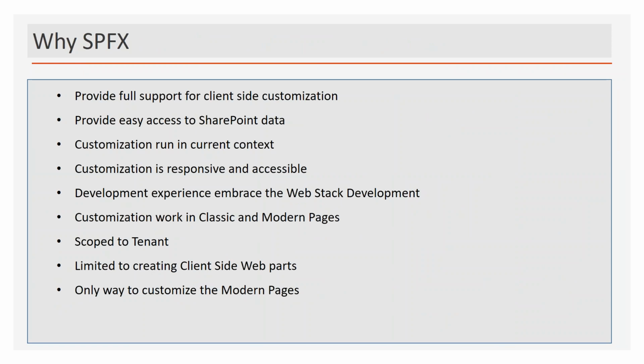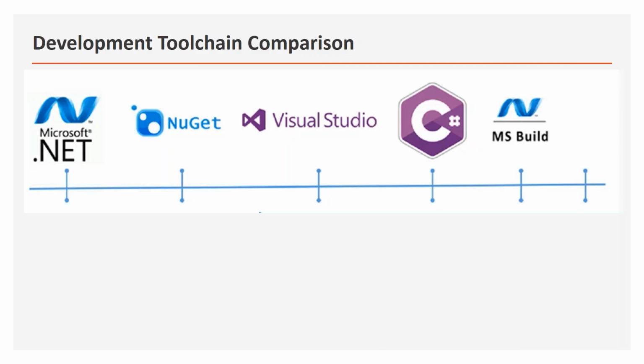Okay, so why SPFx? We'll just go through that quickly. Moving on to the development tool chain comparison. When we work on a farm-based solution, these are the components. We use the .NET framework, NuGet packages for downloading packages and references in our solutions, Visual Studio as the development tool, C# as the coding language, and MSBuild to build the package.